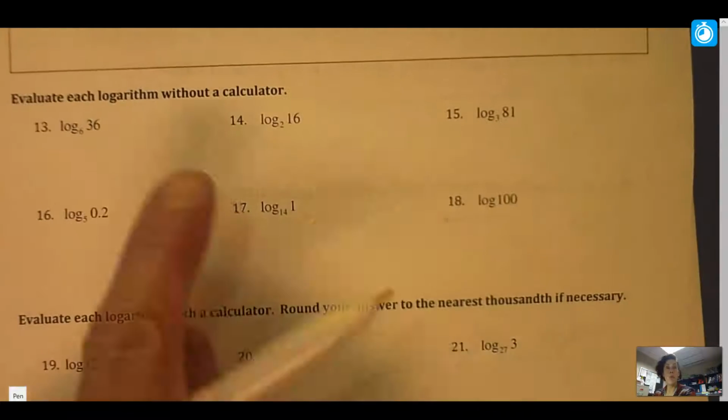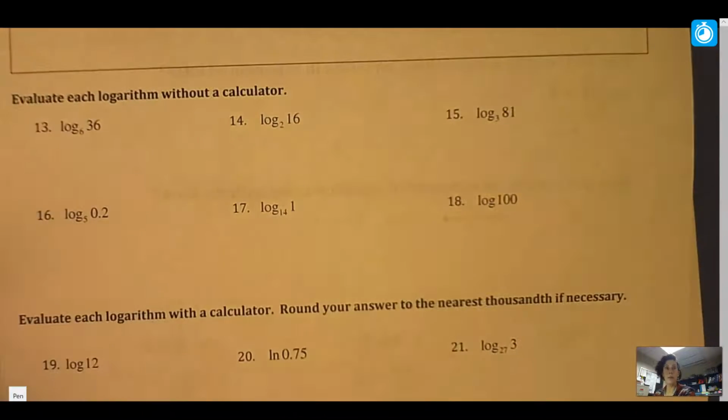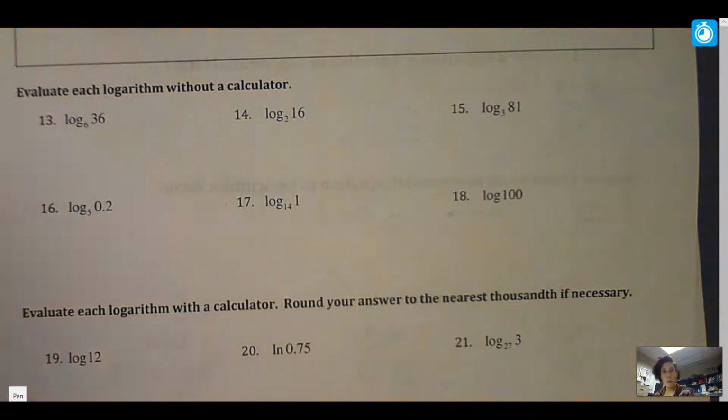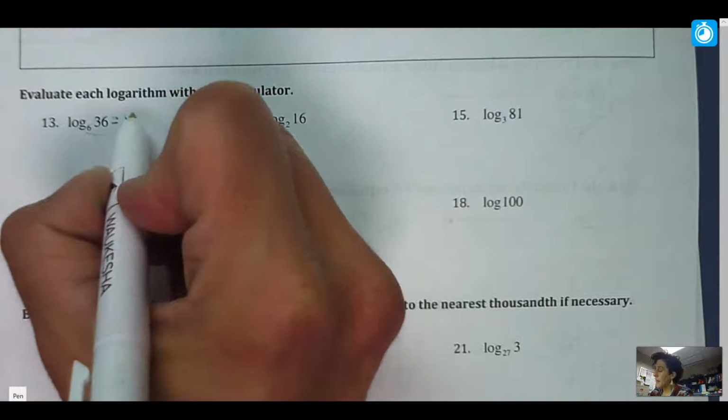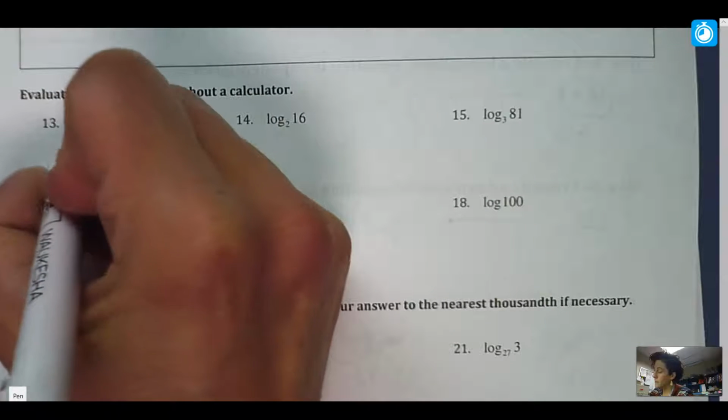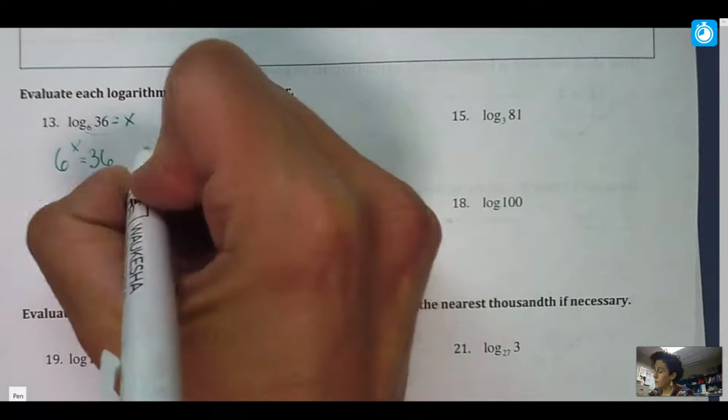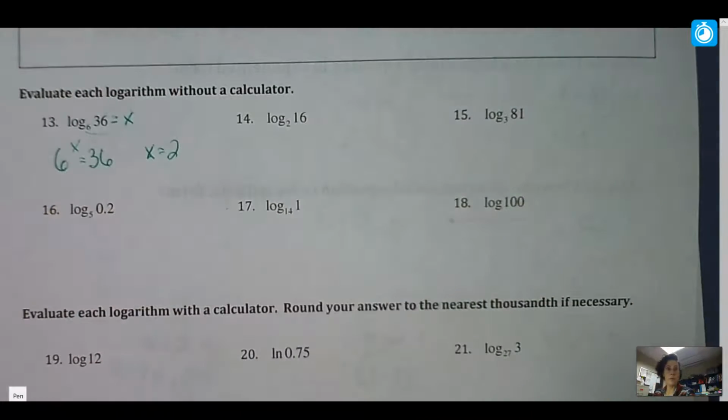So let's talk about some of these over here and see if we can figure out what these logs are worth. We're going to do the first round without a calculator and the second round with a calculator. So how do I know what log base 6 of 36 is worth? Well, I just need to realize, what is this worth? So I'll put a little exponent there. 6 to the what power makes 36? And hopefully you realize that that's 2.